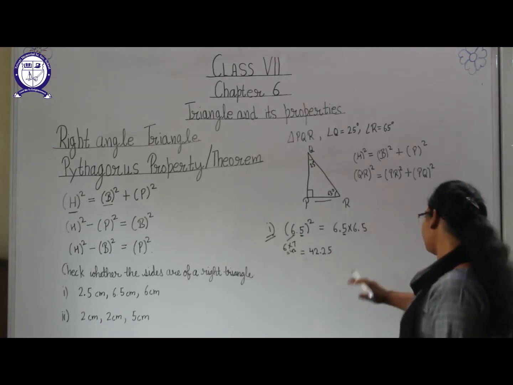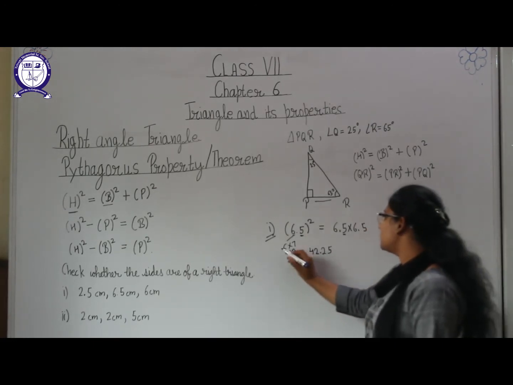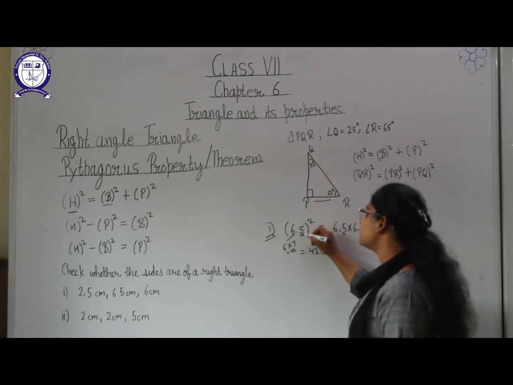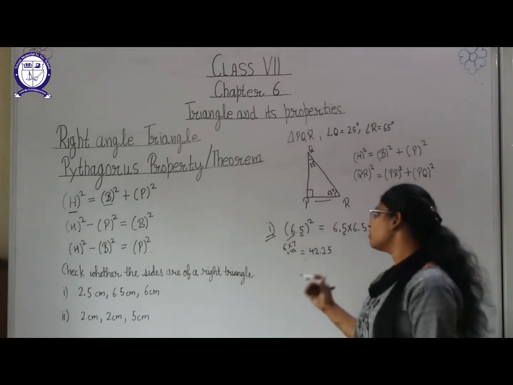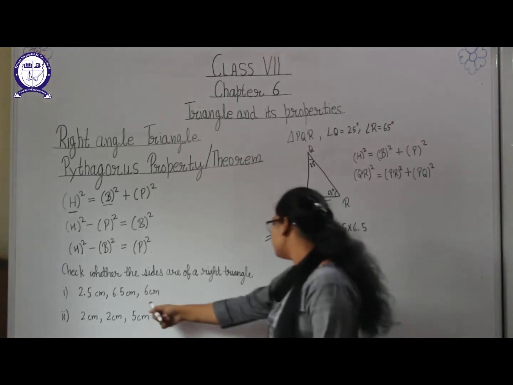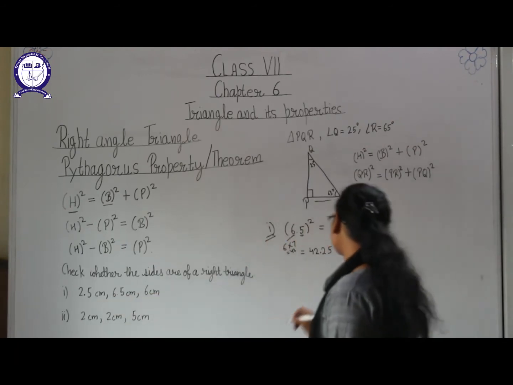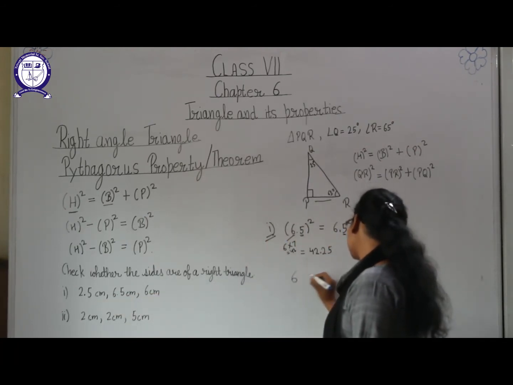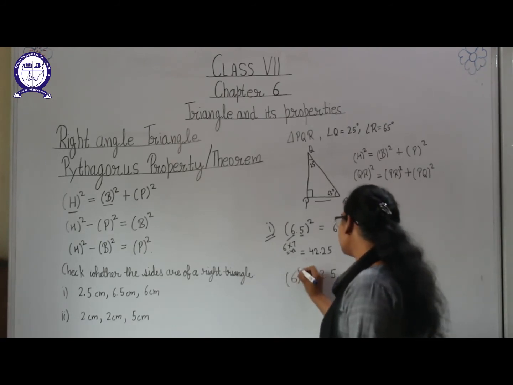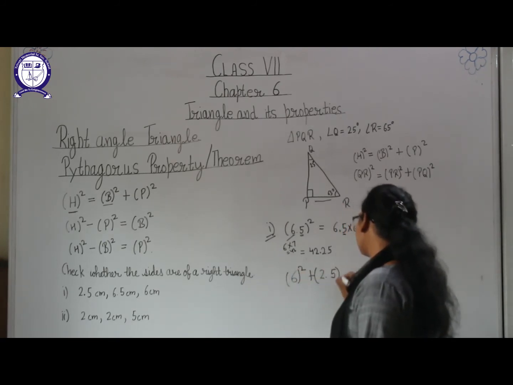Okay. Students, this method is used only for numbers whose unit place digit is 5. You can't use this method for all numbers. Okay, now we will take the other two numbers, which are 6 and 2.5, and we will square them and add them.